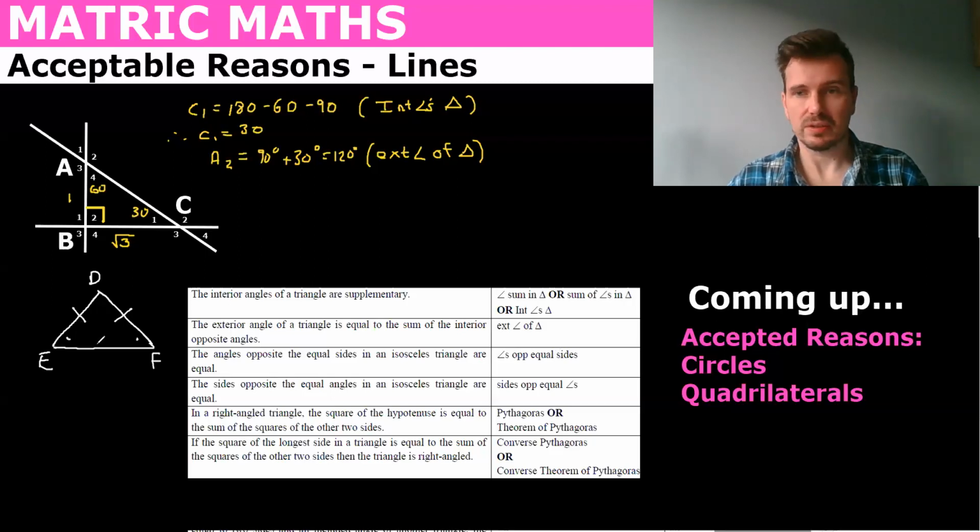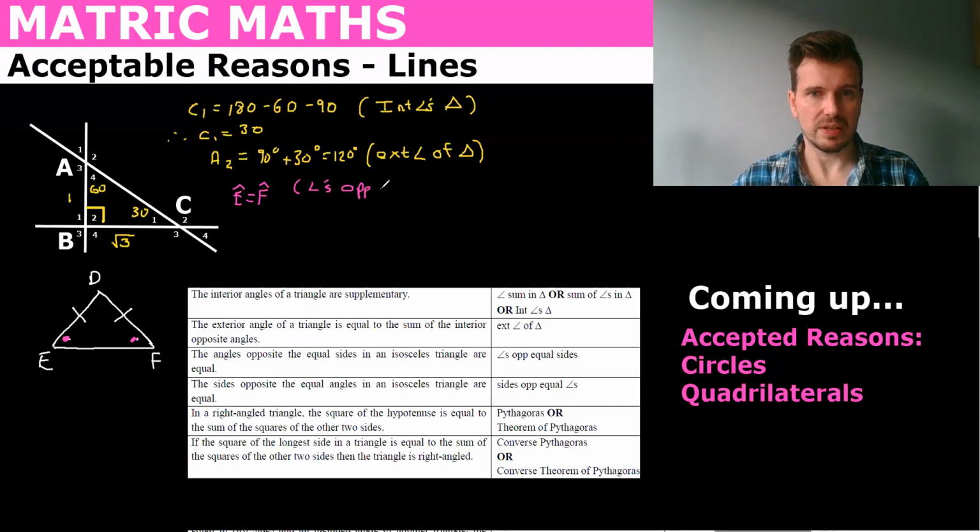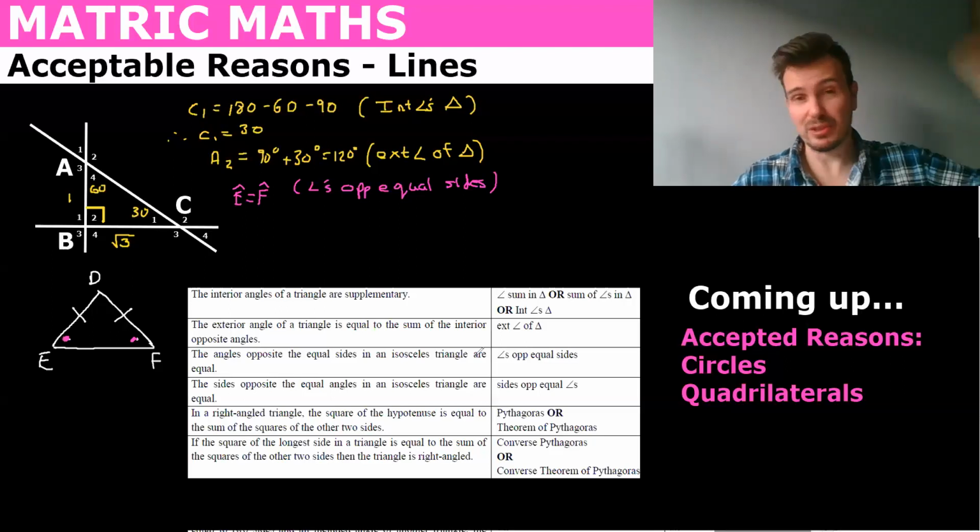So we're going to say, then we can say that, let's do this one in pink, and we'll do that there. So E equals F, angles opposite equal sides. And I know there's a lot of matrics who still put isos triangle because that's the way you learned it. They should start teaching you from grade 8 that this is what you need to put.